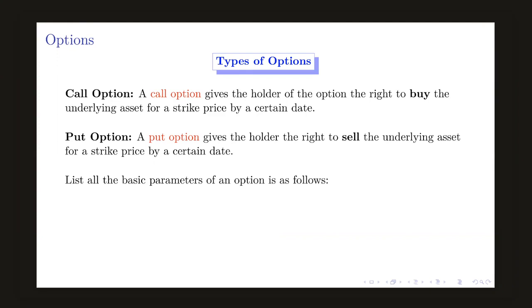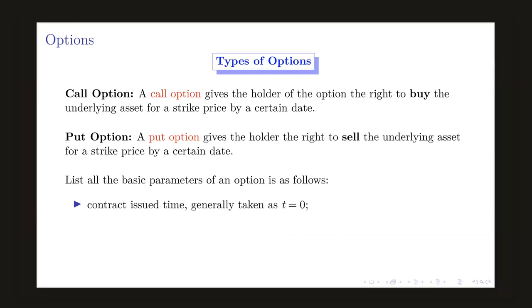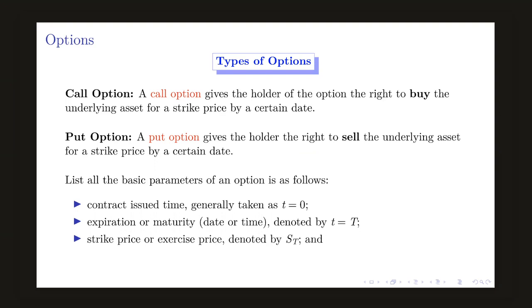But still, let us list all the parameters that are involved in options. The first thing is the contract issue time. That is the time that you and your counterpart enter into the contract. Generally we take this time as t equal to 0. The next is the expiration or the maturity time. That is the time at which the contract is executed. Generally we denote this time as capital T. The next one is the strike price. That is the price at which both the parties agree to buy or sell the asset at the expiration. Generally we denote it by S suffix capital T.